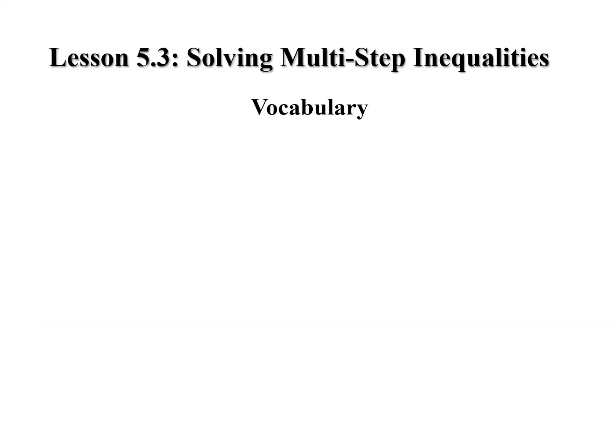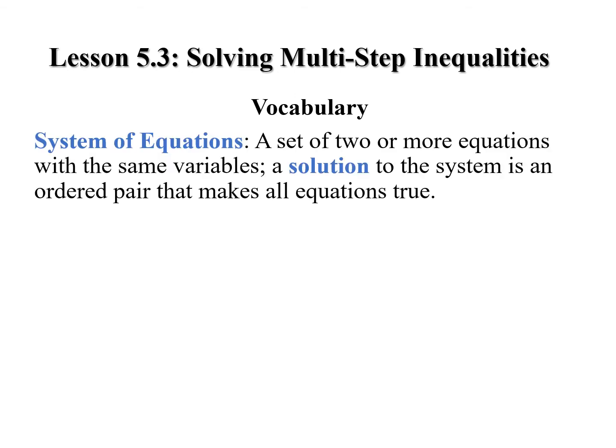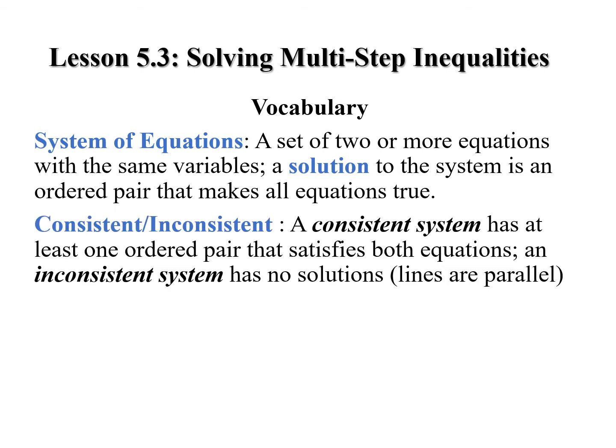First, we have some vocab. The first vocab term is that idea, systems of equations. A system of equations is a set of two or more equations with the same variables. A solution to the system is an ordered pair that makes all equations true. And like we talked about before, we can have systems that have one solution, no solutions, or infinitely many solutions. To build on top of that idea, though, we're going to add in the ideas of consistent or inconsistent systems and dependent or independent systems.